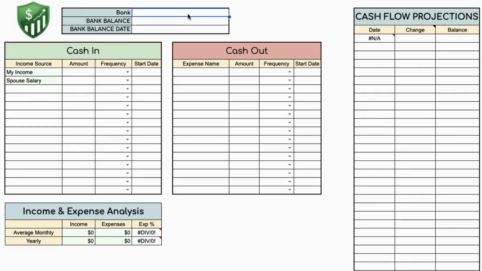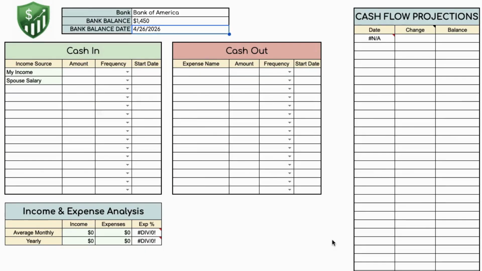Step 1. Enter your bank details. Start by entering your bank name, for example, Bank of America. Then enter your current bank balance. Let's say $1,450 and the date of that balance. This step is important because everything else builds on top of this.